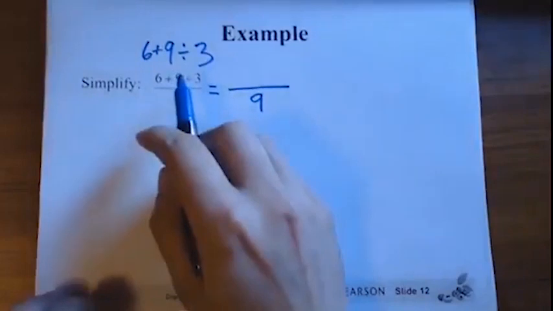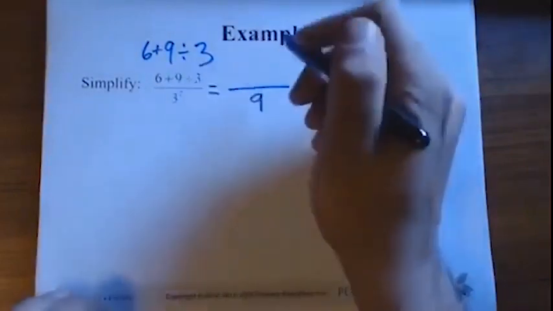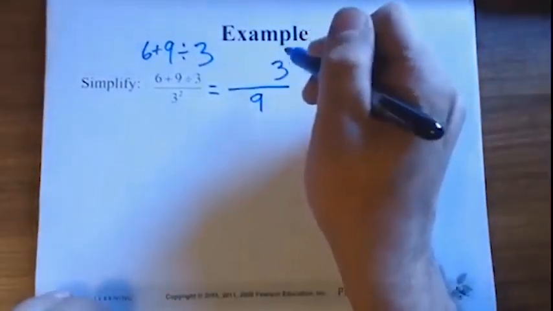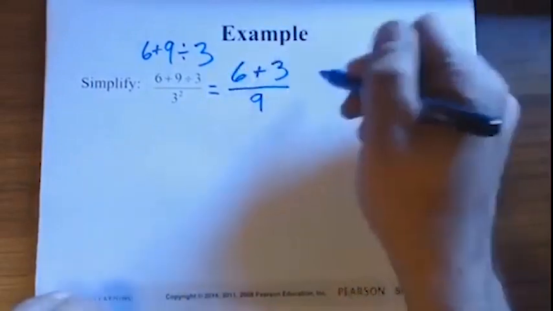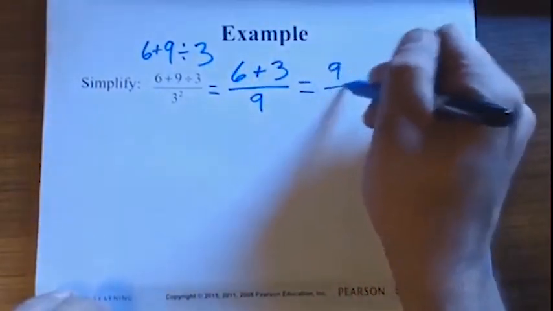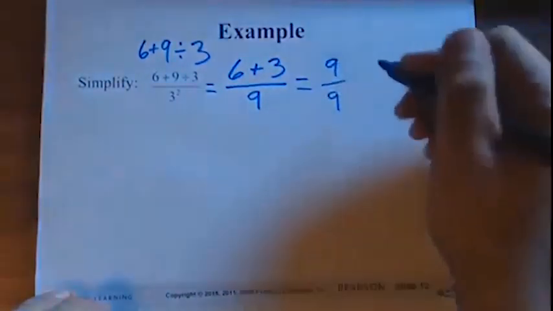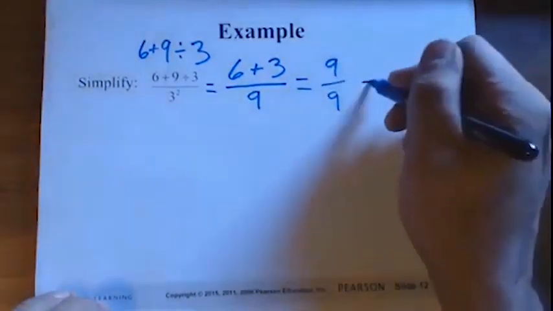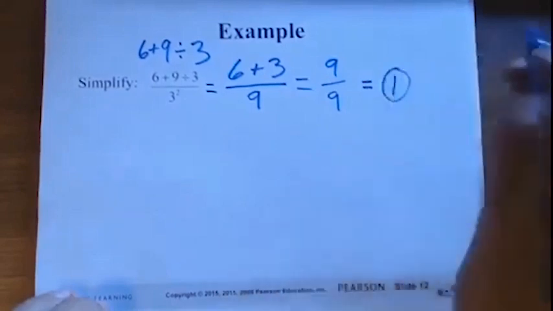The division has to be first. 9 divided by 3 is 3. So this is 6 plus 3 over 9, which is 9 over 9. And finally, 9 divided by 9 is 1.